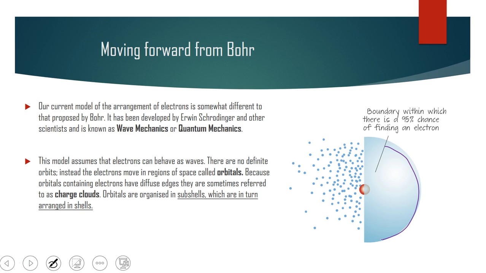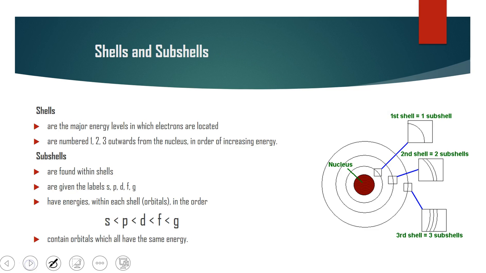So what this meant is that we needed to adapt the model, and what we now have is shells being the largest energy level. Within shells we have subshells, which account for the slight variations in energy we see within a shell, and each subshell has a specific number of orbitals. And then an orbital can only hold a maximum of 2 electrons. So what we did was refine the structure into these higher levels of order.